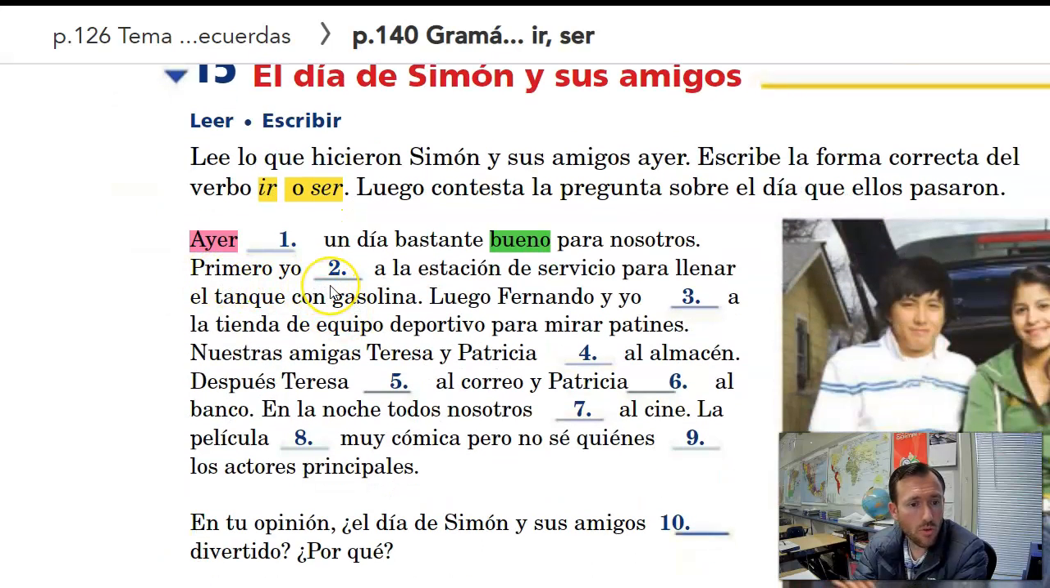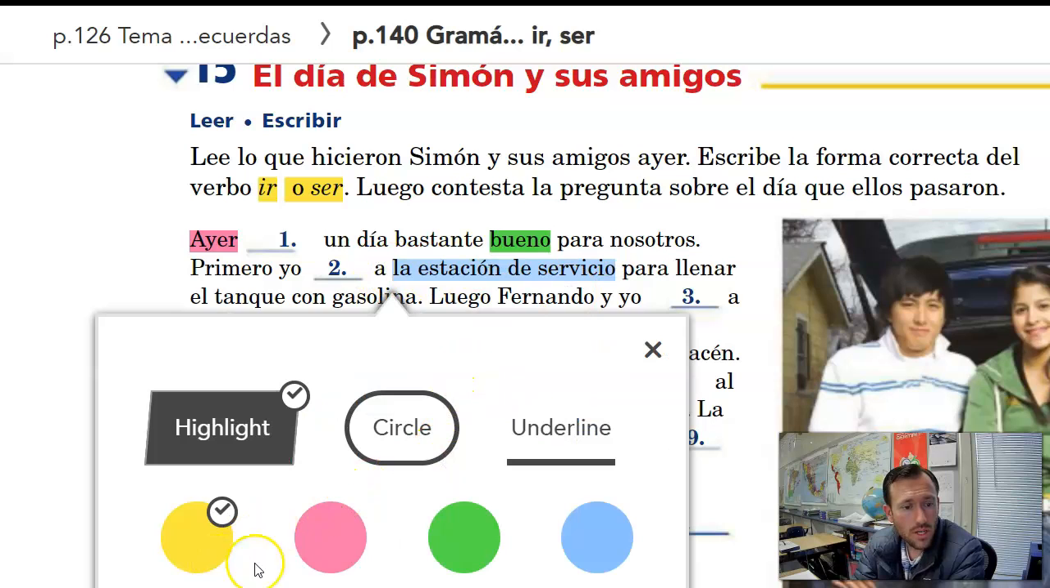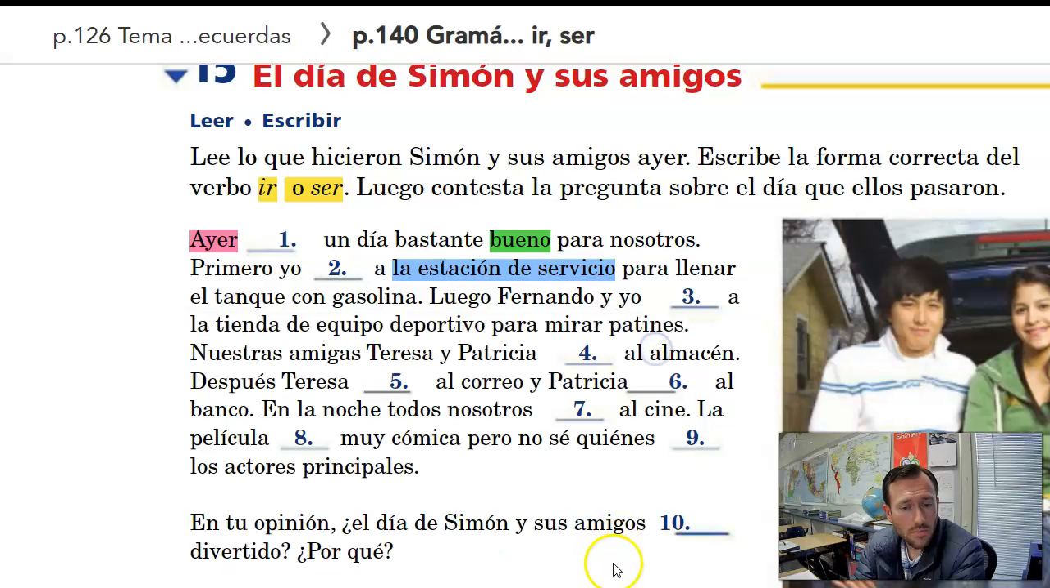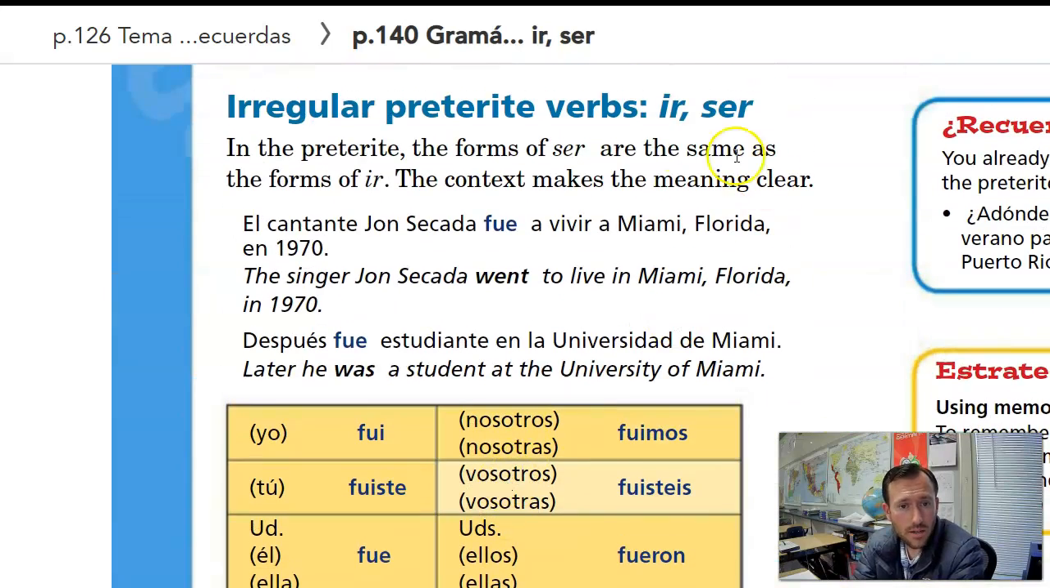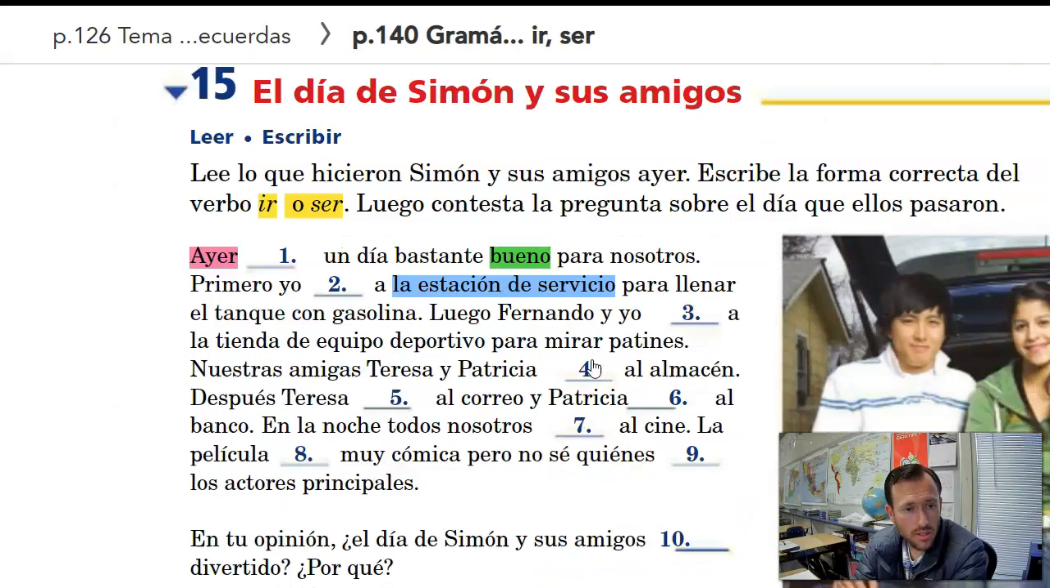Number 2, primero yo fui a la estación de servicio para llenar el tanque con gasolina. Fui in the yo form, and whether the verb ir or ser is being used, this is the verb ir, because estación de servicio is location. And you're going to see a lot of these in exercise 15 or references to location, and for that reason the verb ir is being used. Ir going with places or locations, ser being used for adjectives. So that's the practice that we'll do together.